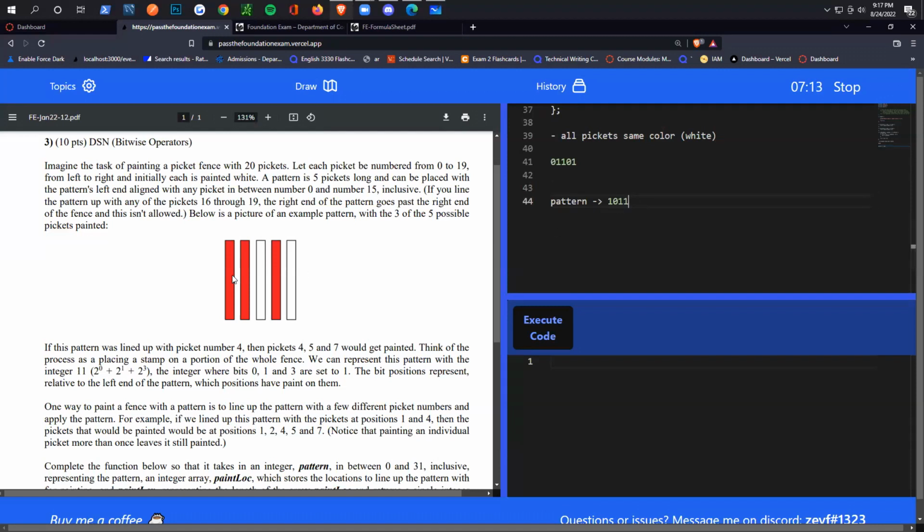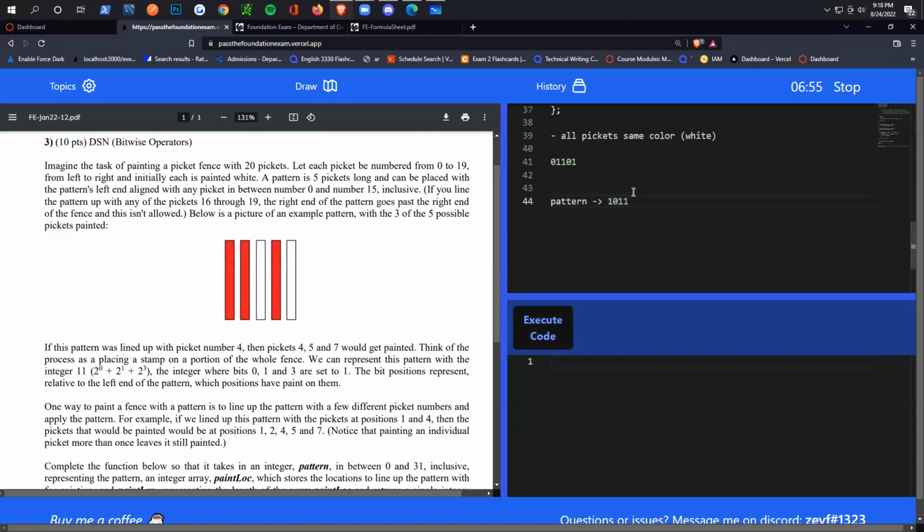Oh yeah. The whole reason I got it wrong was because you're thinking about it flipped. So these 2 pickets are on this side, and then the 1 is right here. So that's why I was messing up. But yeah, they have it right here. So if we place this on picket 4, 4, 5, and 7 would be painted.